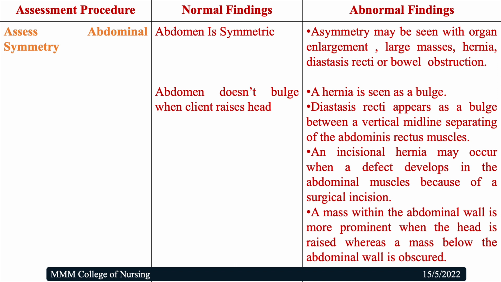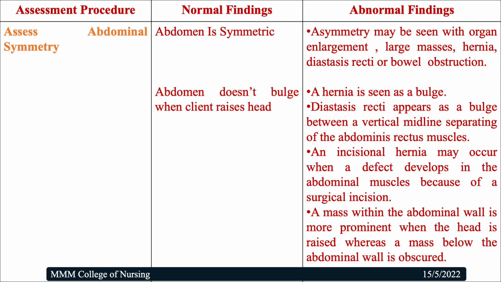The next is assessing the abdominal symmetry. Normally, the abdomen is symmetric. Abnormal findings show asymmetry, which may be seen with organ enlargement, large masses, hernia, diastasis recti, or bowel obstruction. The abdomen usually doesn't bulge when the client raises the head. Abnormally, a hernia, that is, protrusion of bowel through the abdominal wall, is seen as a bulge.